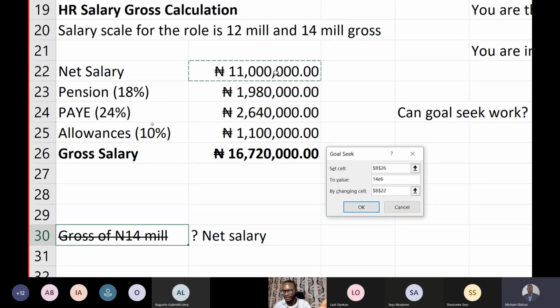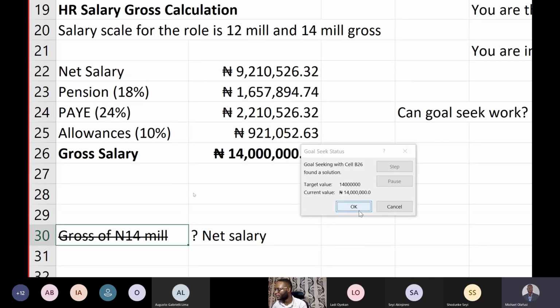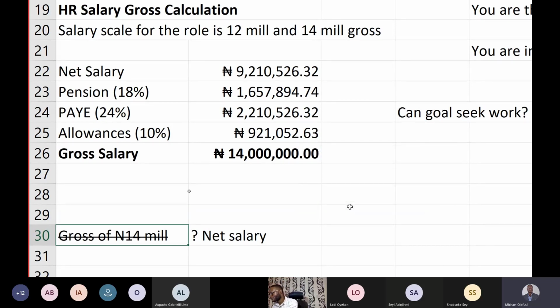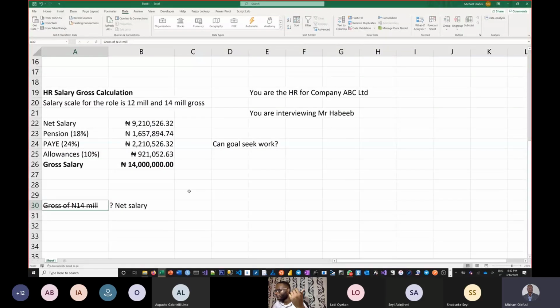So I want Excel to find for me the right input, the right net salary to offer Mr. Habib that will make my gross salary exactly the maximum, which is 14 million, right? Clear? And that is it. Once you click OK, it does its work, and it says, Michael, just tell Mr. Habib. So I will say, Mr. Habib, what if we offer you 9.2 million annual take home? And that is it. So you see, you're correct.